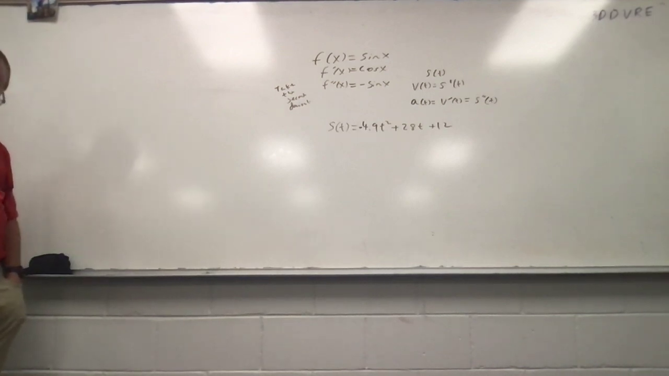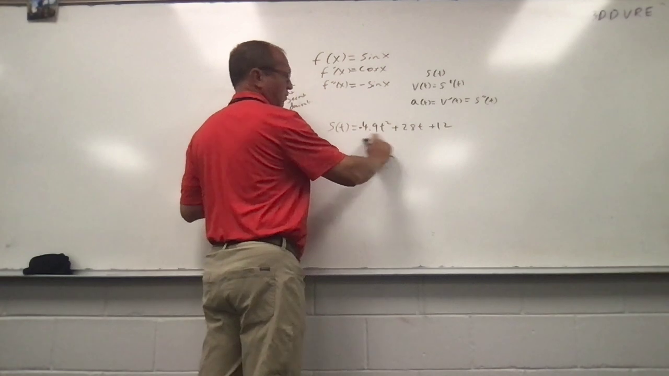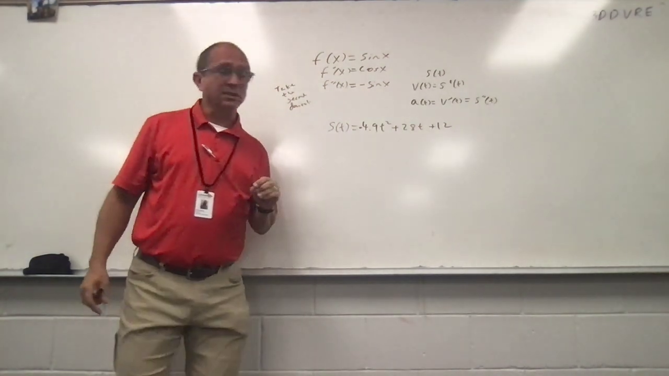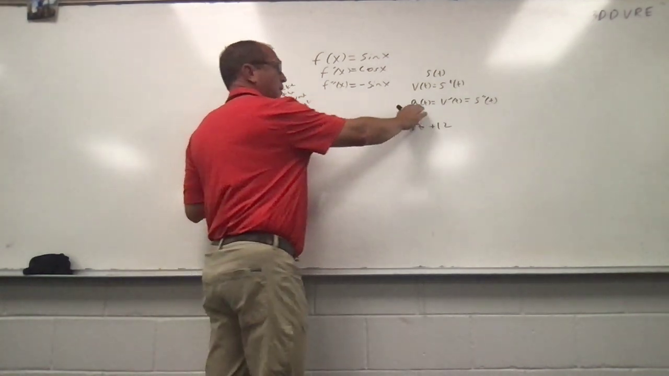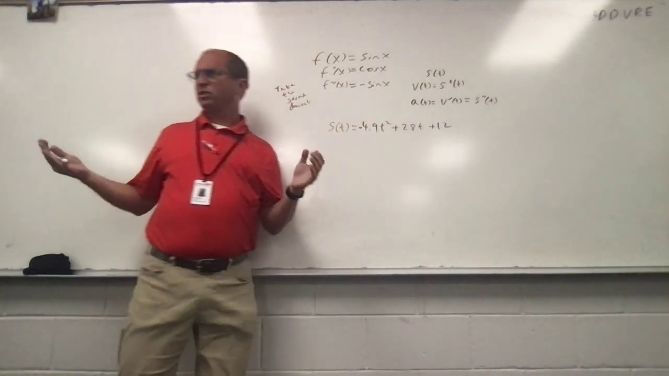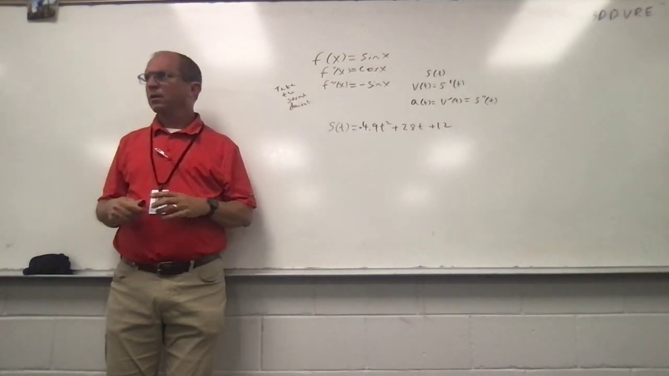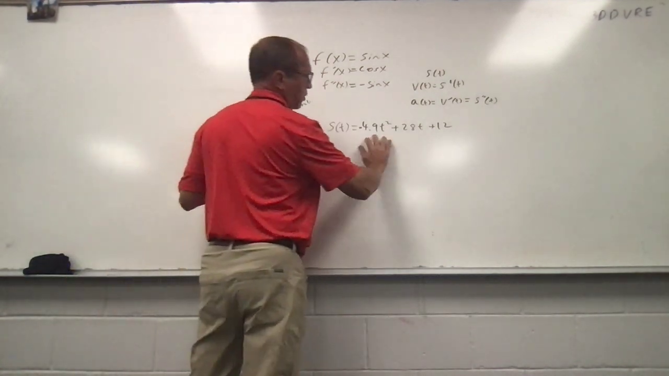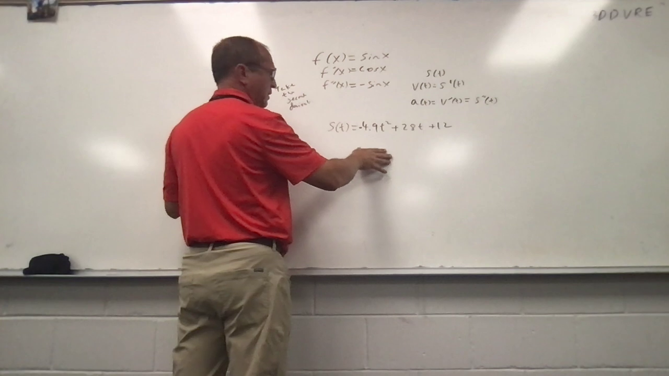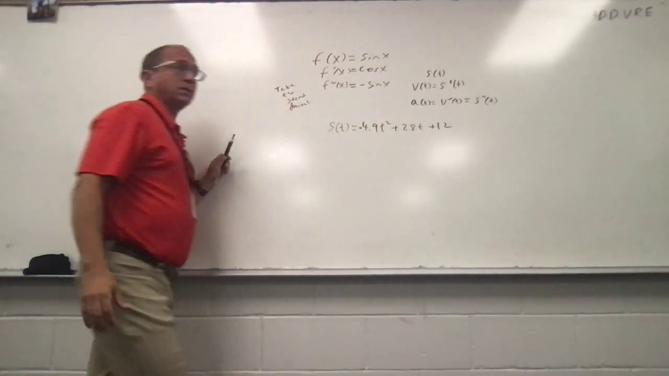Now, what this is associated with right here is my acceleration due to gravity, and this is in terms of meters. So your units for acceleration in the metric system are meters per second squared, typically. You could do meters per hour squared, but typically we're going to go with meters per second squared. And this equation right here is also known as the position formula for a free-falling object.